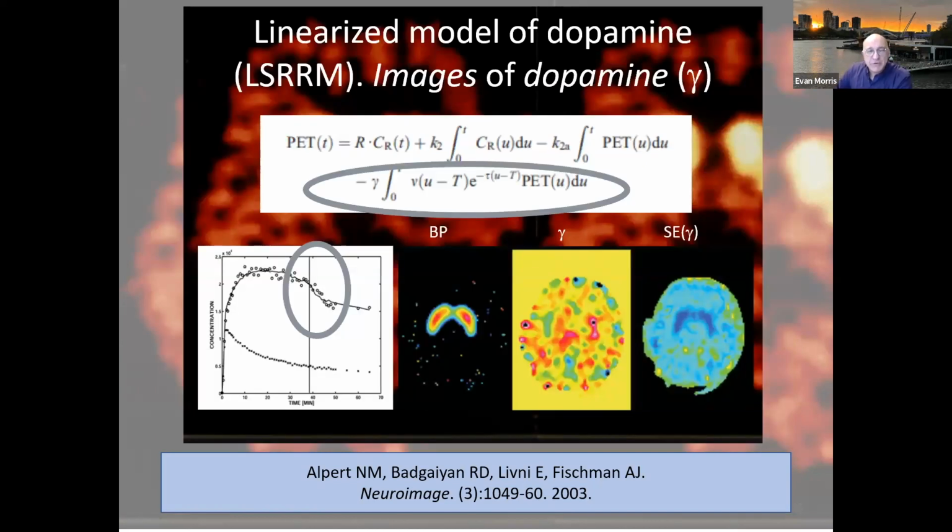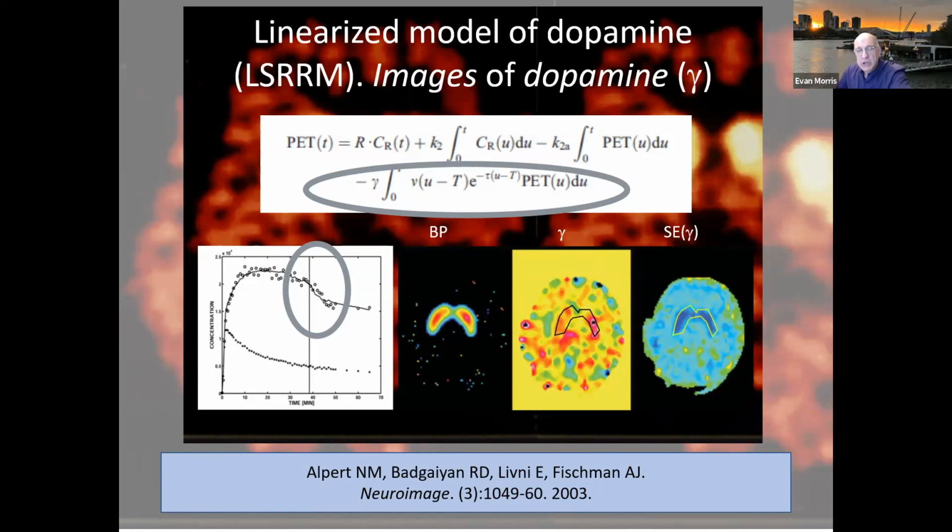The linearization is familiar. It produces an integral equation. And the last term contains a time varying term to encode some dopamine transient. And you can see in this circle on the left below that there's a non-steady behavior in the time activity curve that Nat was able to describe. He could still estimate binding potential, number of receptors, but the really interesting thing here is this measure of gamma, the strength of the dopamine response, which was an exponential.